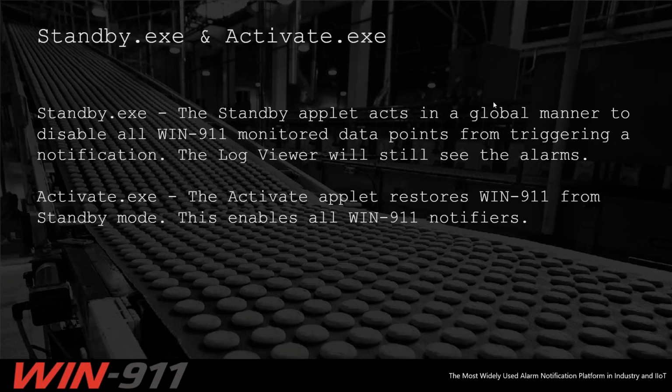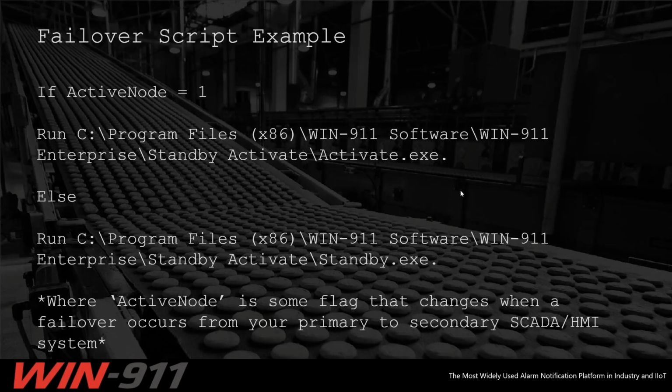And conversely, the Activate.exe restores WIN-911 from the standby mode, and it enables all of the notifiers. So pretty simple, pretty straightforward. When something fails, you want to throw it in standby, run that, and everything is in standby, no more notifications, and the second system should have the Activate.exe run to take it out of standby and put it in active mode. And this is just an example here, and I'll show you the KB article where this is listed right there in the KB article.